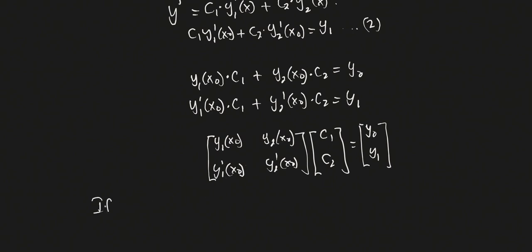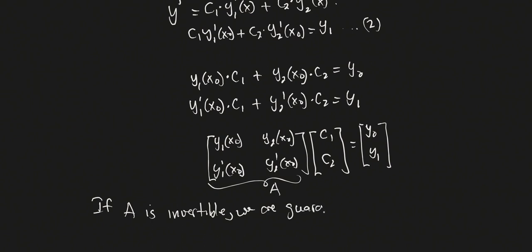So let's call this, like we do in linear algebra, let's call that A. So if A is invertible, right, we are guaranteed a unique solution for c1 and c2. A unique solution for c1 and c2.